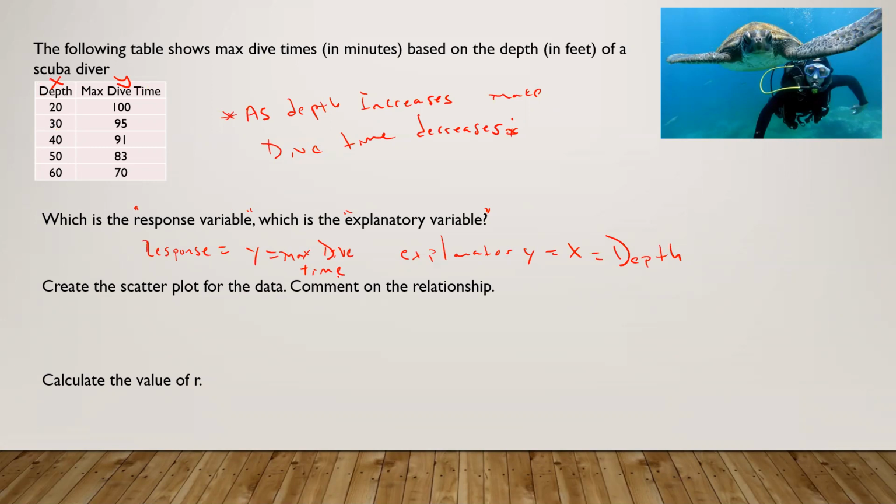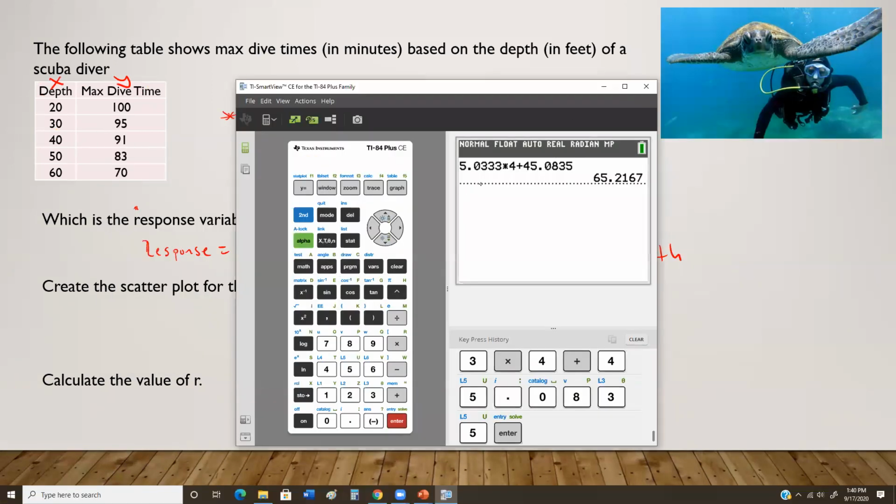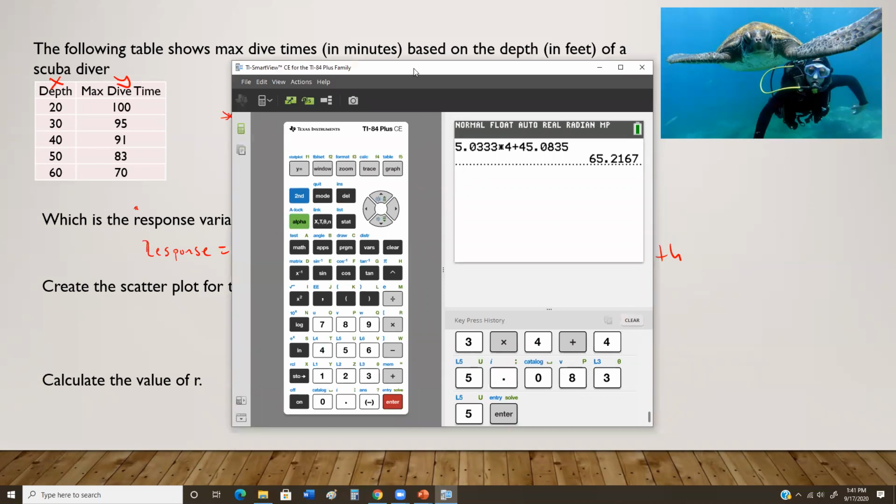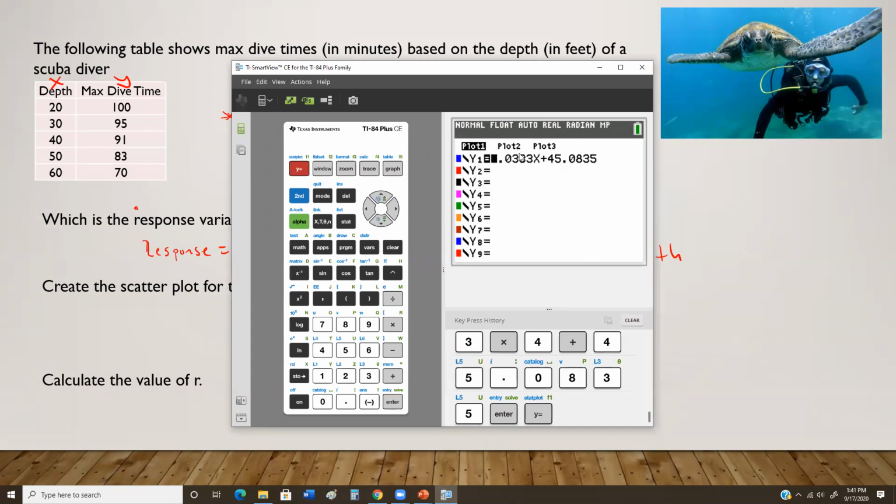Okay, so the next thing we're going to do is create the scatter plot. We're going to use our calculator to do this. The good news is we're now going to start from scratch. First thing, you're going to clear out the previous example. So you're going to go into the Y equals button. You're going to clear this line out if you had it. You're going to clear it and hit enter.